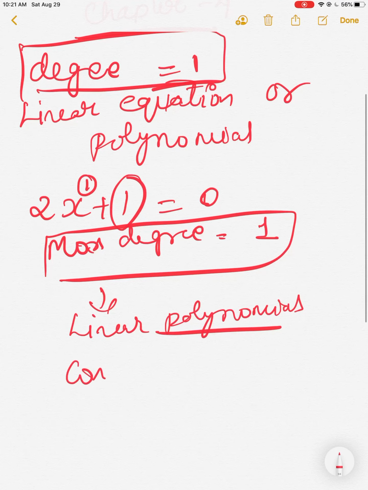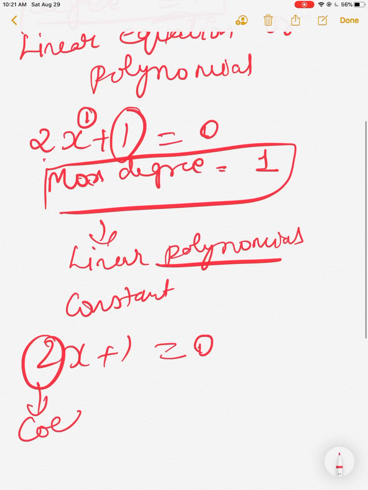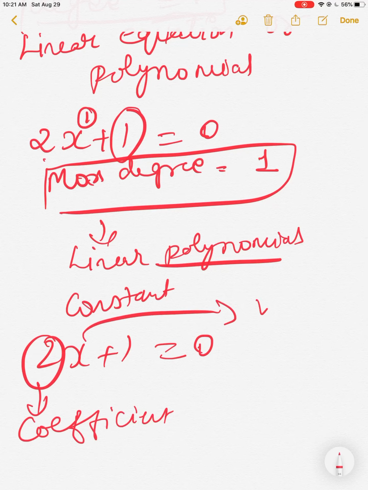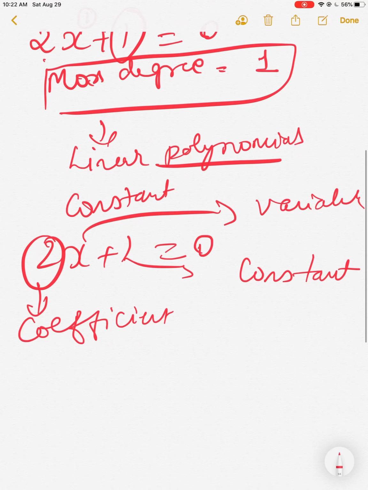Okay, now here 1 is called the constant. Next to it, 2 is the coefficient. If you take the same equation, 2x plus 1 is equal to 0, 2 is called the coefficient. Okay, x is called the variable and 1 is called the constant. The power of a constant will always be equal to 0.